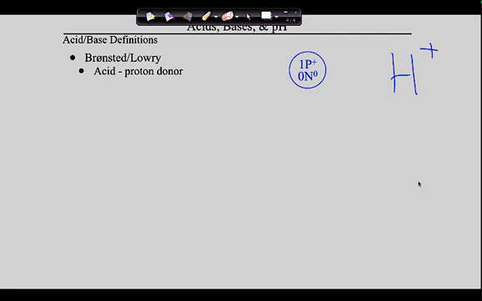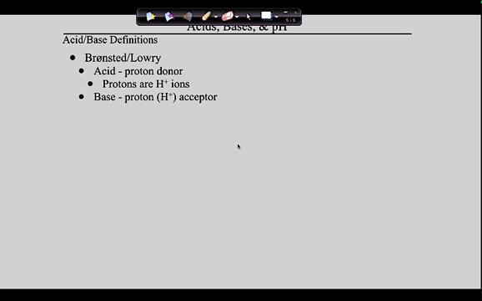Does that make sense? Okay, so now we understand that the Arrhenius and Bronsted-Lowry definitions for acids are the same. Here's where it gets different. Check this out. This is what Arrhenius said about bases. Arrhenius said bases are proton acceptors.